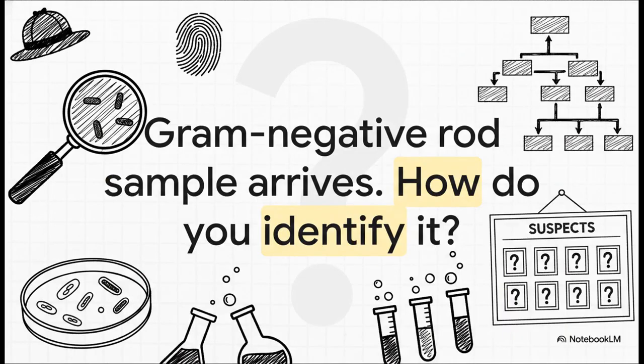So imagine this. You're the lead detective. A mystery sample lands on your bench. The first report comes back. It's a gram-negative rod. Now, this is our starting point for sure, but the list of potential suspects is, well, it's long. So how do we even begin our investigation?